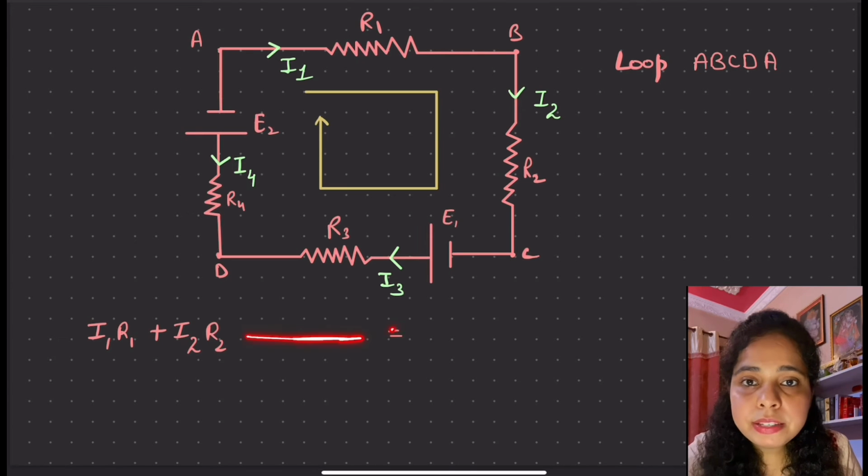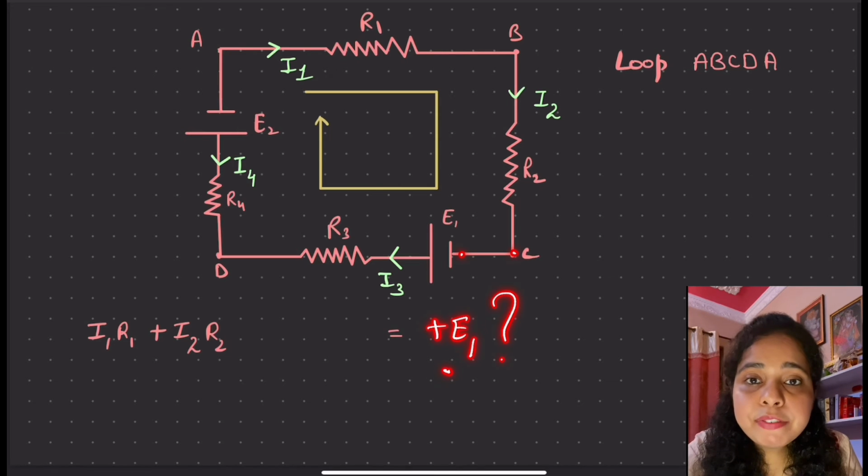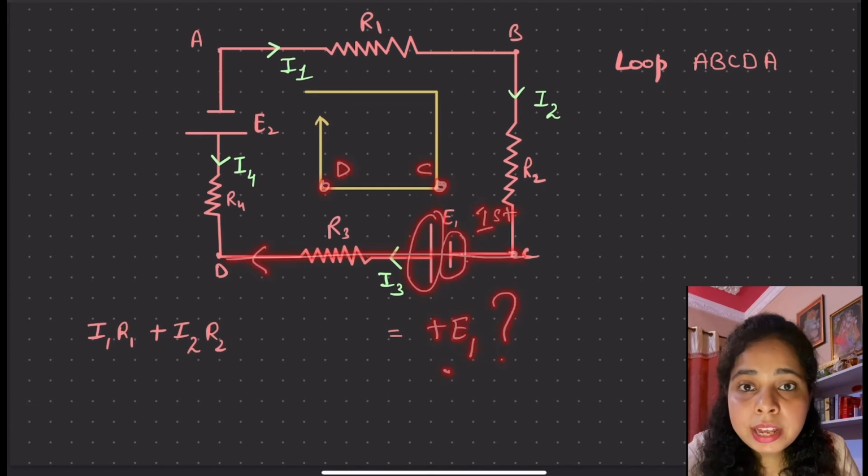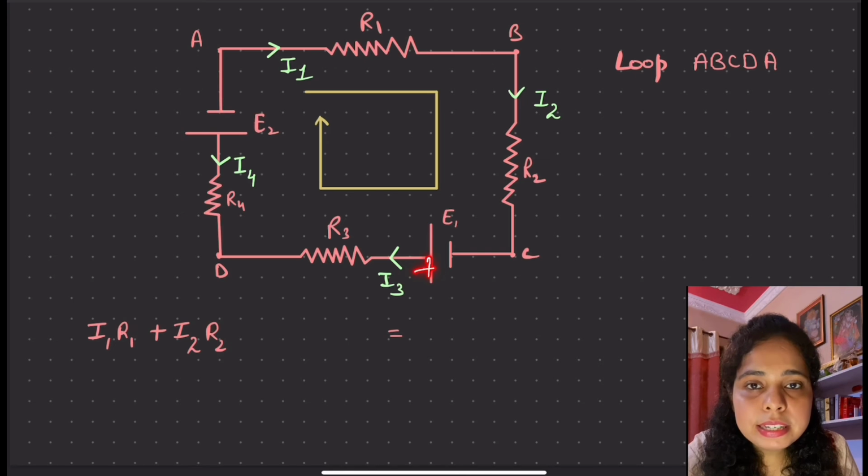Why am I writing plus E1? Because while moving from the branch C to D, at that time I am facing the negative terminal first. So the second terminal is the positive terminal. The sign of the second terminal is taken into consideration, that is the plus sign. The plus sign is at the second position when moving from C to D. Therefore we will write plus E1.